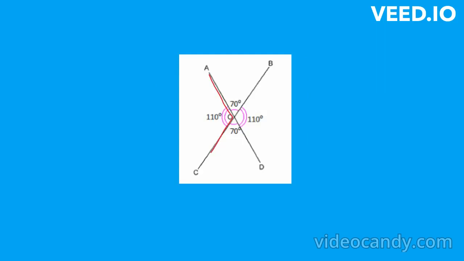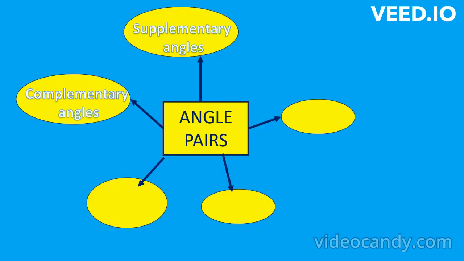AOC is equal to BOD. These two angles are equal and AOB is equal to COD. So vertically opposite angles are formed when two lines intersect and they are equal. Two straight lines intersecting form vertical angles.